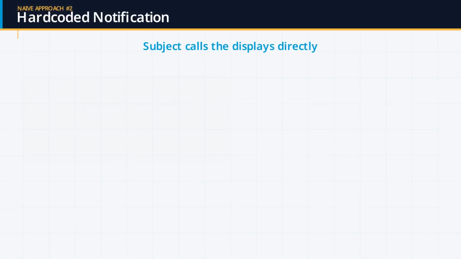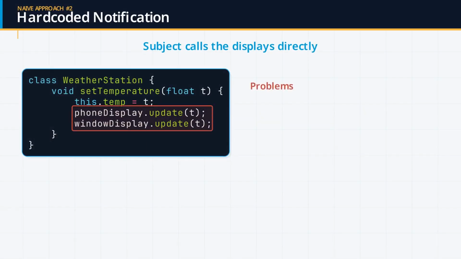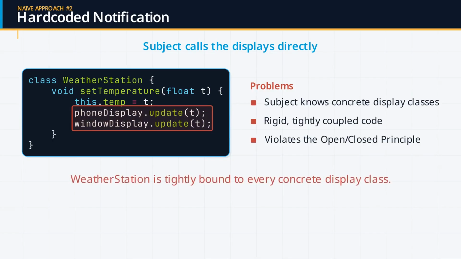The second approach, hard-coded notification. Weather station directly calls update on phone display and window display. The subject knows too much about concrete classes, rigid, tightly coupled code that violates the open/closed principle.